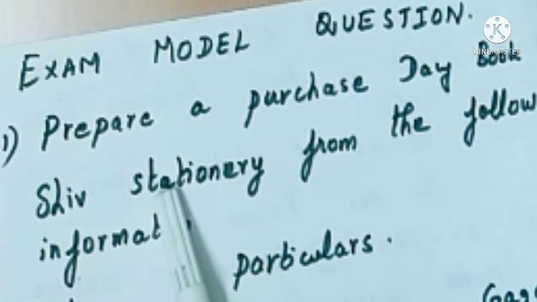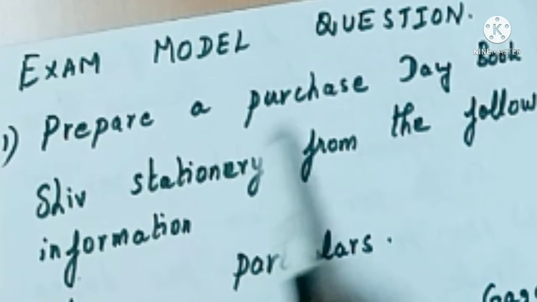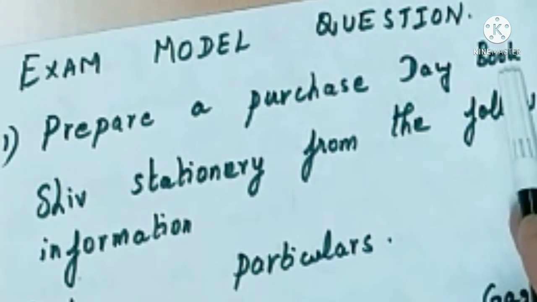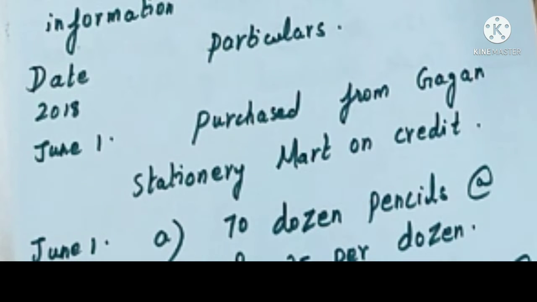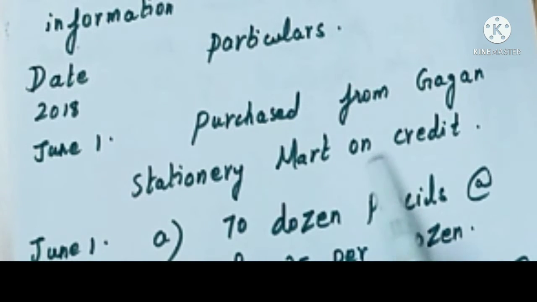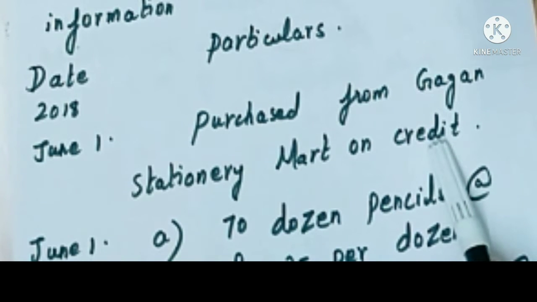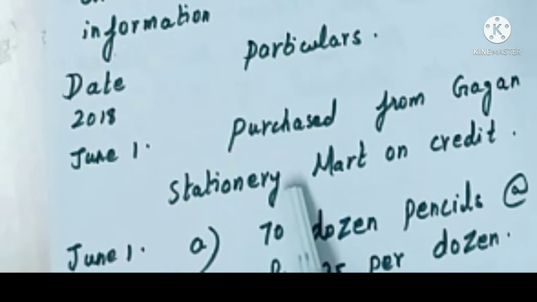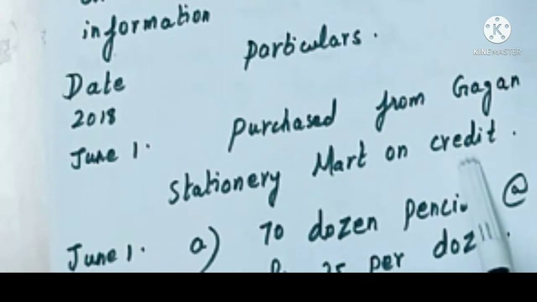In this problem, they have asked us to prepare purchase day book. Purchase from Gagan Stationery Mart on credit. So that means we have made some purchases from Gagan Mart on credit. It is a credit transaction. So here purchases are done on credit basis. So only credit transactions will be recorded in subsidiary books.